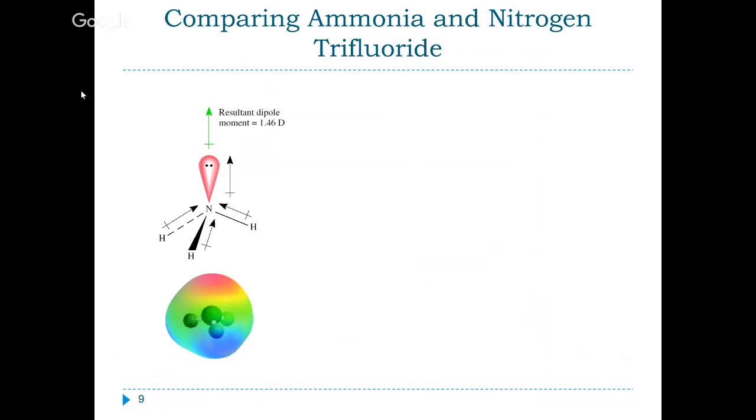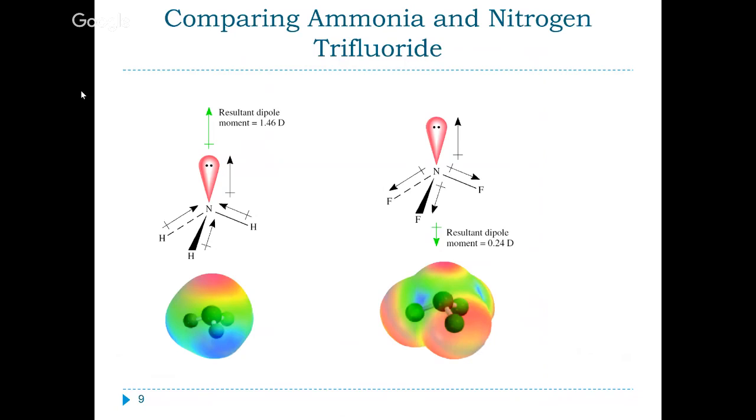Beneath this, we see the electrostatic potential map for ammonia. And remember that the blue region is cool, which means there's not a lot of electrons, and the red region is hot, where there are a lot of electrons. So this shows that the electrons are sitting there on top of the nitrogen atom, or they're being pulled in that direction.